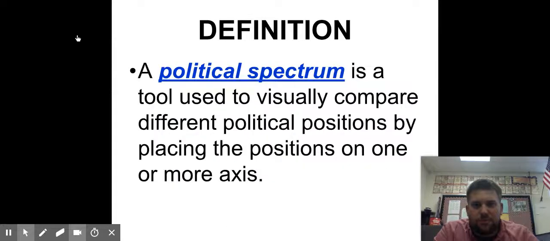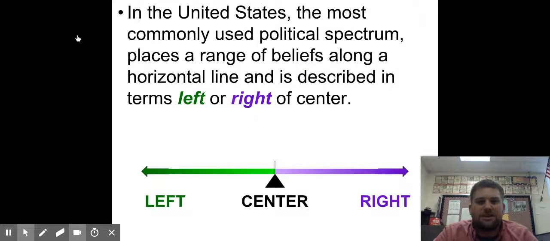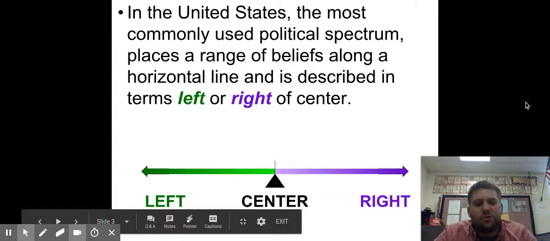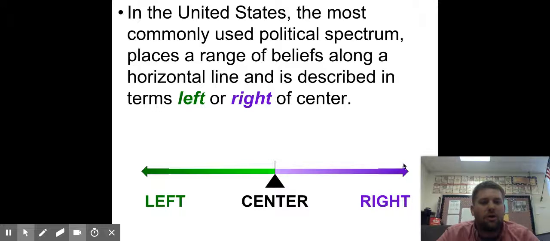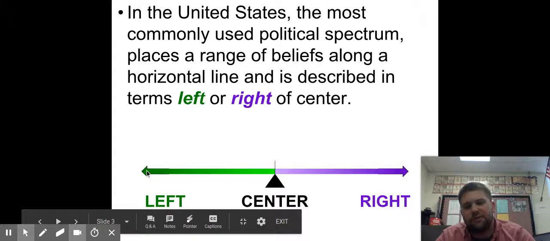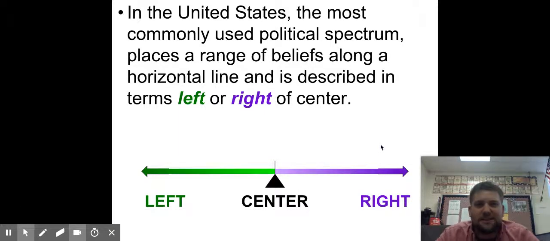So let's get started. A political spectrum is a tool used to visually compare different political positions by placing the positions on one or more axes. The one that we most often use in this class and also in the United States will be a single axis where you have the left way over on the left side and the right way over on the right side. Basically, the further you are away, so if somebody places themselves way over here on the left and somebody else places themselves way over here on the right, the further they are from each other on that axis, the more different their political beliefs and political views would be.